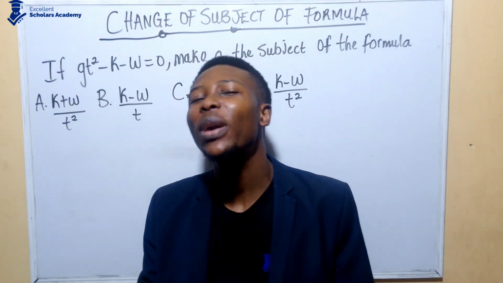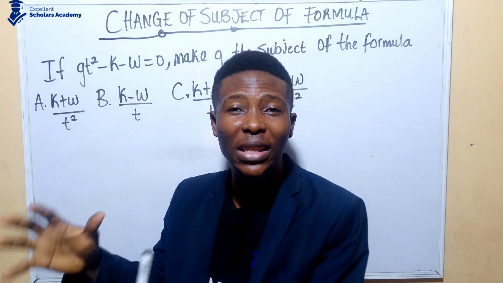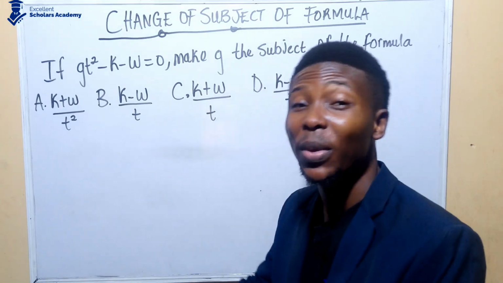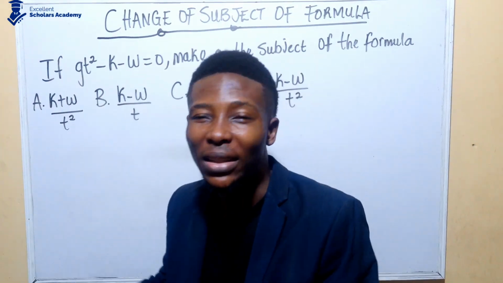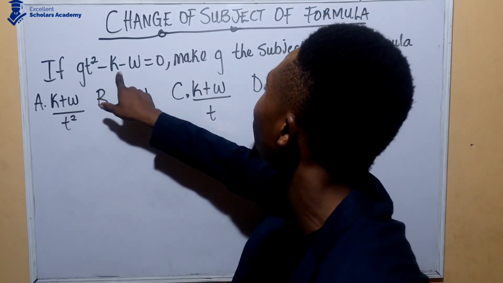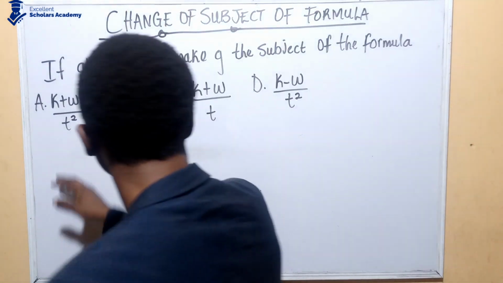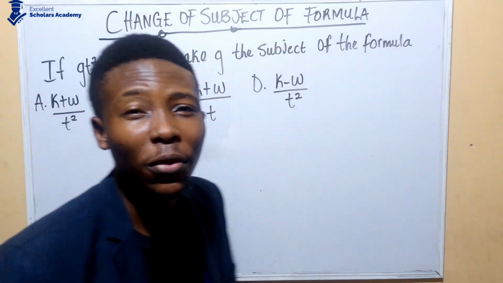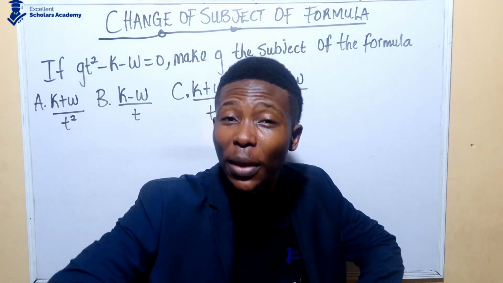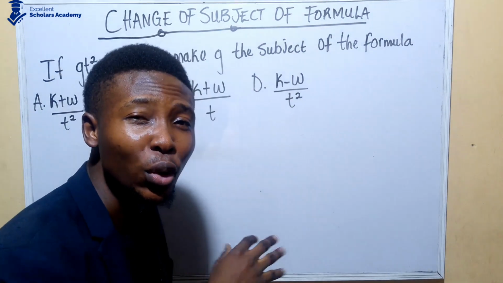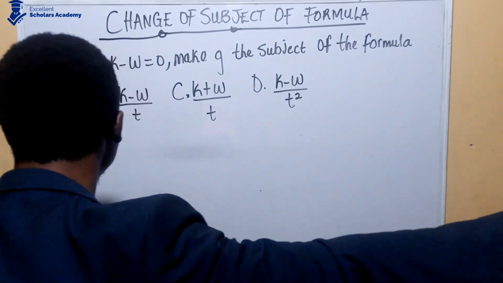Of course, when you make something the subject of formula, you're trying to make it stay alone without anything by its side. Now, if gt squared minus k minus w is equal to 0, make g the subject of formula. We are given the options. We want to make G the boss, standing alone while every other term is on the other side.